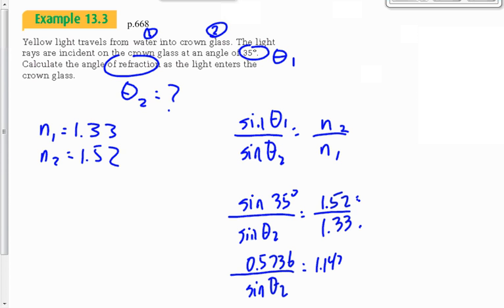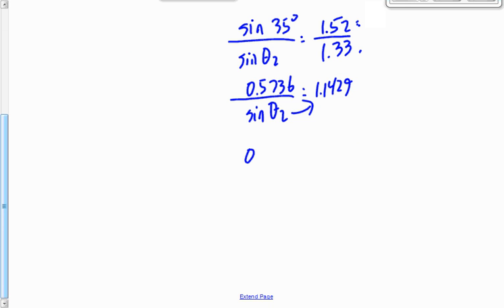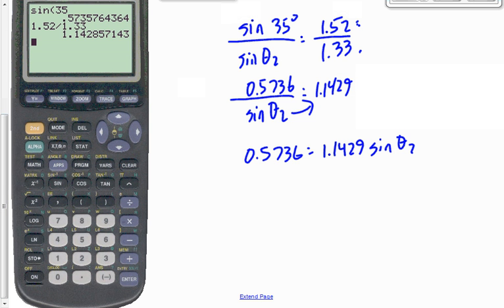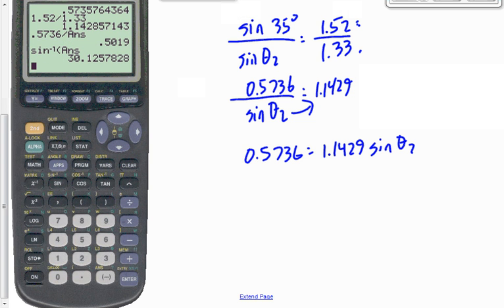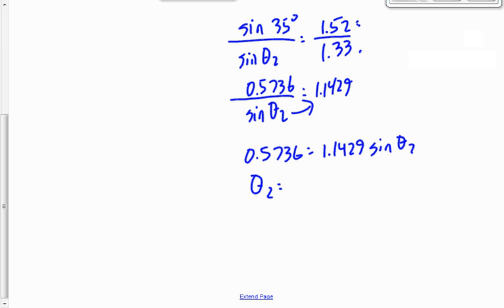Now, how are you going to get theta 2 here? We've simplified it a little bit, but we still have to do something important to get theta 2. What are you going to do? Let's take it one step at a time. 0.5736 equals 1.1429 sine theta 2. Let's take the 1.14 over by dividing. 0.5736 divided by 1.14 is 0.5019. Now second function sine, the inverse sine of whatever we got there. You get 30 degrees. Not sure how many digits we were supposed to have, looks like 2 digits. Theta 2 is equal to 30 degrees. Let's draw this out for a second.